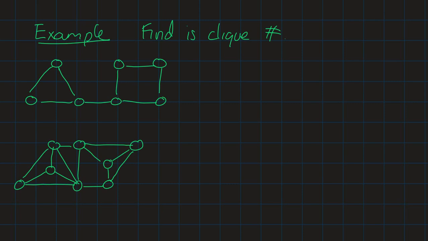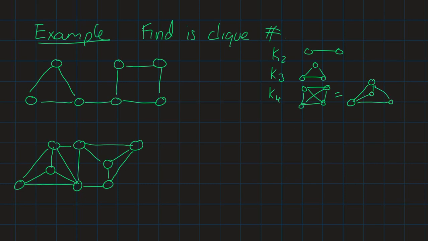So for this first graph right here, remember a clique is a subgraph isomorphic to a complete graph. So maybe it's useful to remember what the complete graphs look like. K2 is very simple, it looks like this. K3 looks like this. K4 looks like this. Sorry. Which also looks like this. They're the same graph, and on and on and on.